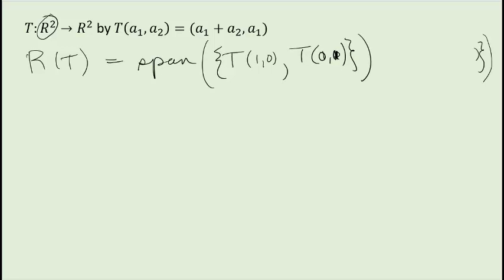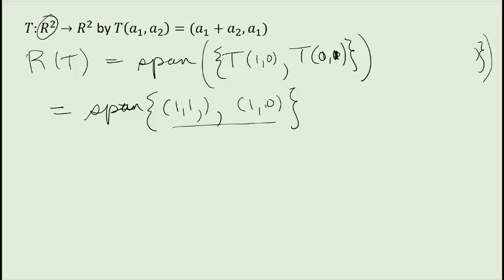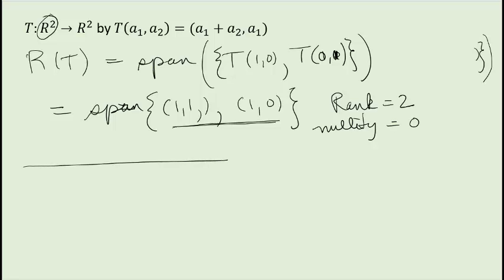All right, so T of 1, 0 would be 1, 1. And I should have written span here. And T of 0, 1 is 1, 0. So we see these are linearly independent, and therefore this is a basis for the range, and we say that the rank is equal to 2, so the nullity is 0.